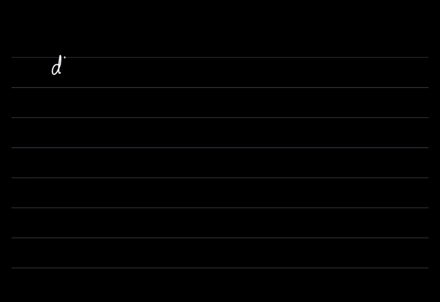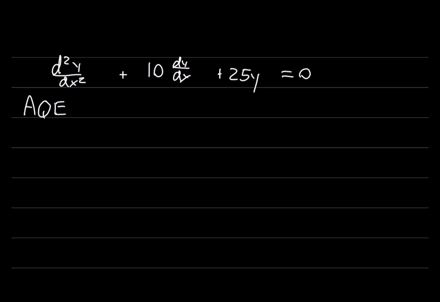So let's say I ask you to solve d squared y by dx squared plus 10 times dy by dx plus 25y is equal to 0. Well, how would you solve this? Again, just make your auxiliary quadratic equation. So the AQE is going to be m squared plus 10m plus 25, remembering we use the coefficient of y, equal to 0. This is a perfect square, so the factor is (m plus 5) squared, and that's going to equal 0.